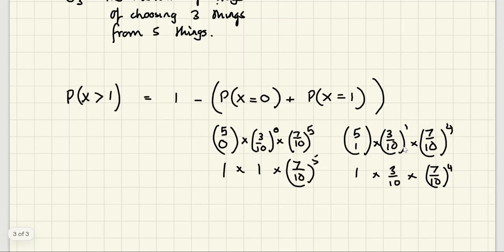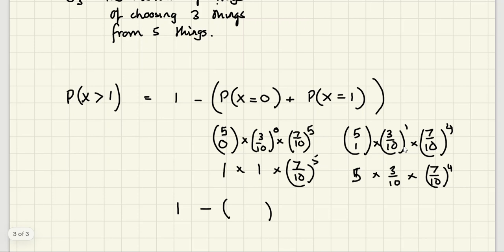Is that a 1? It's not, it's 5. I'm going to say it's a 5. If I've got 5 things in front of me, there are 5 different ways that I can select one of them. So when you work that out, we should now have the correct answer to subtract from 1 to find out the probability that x is going to be greater than 1.